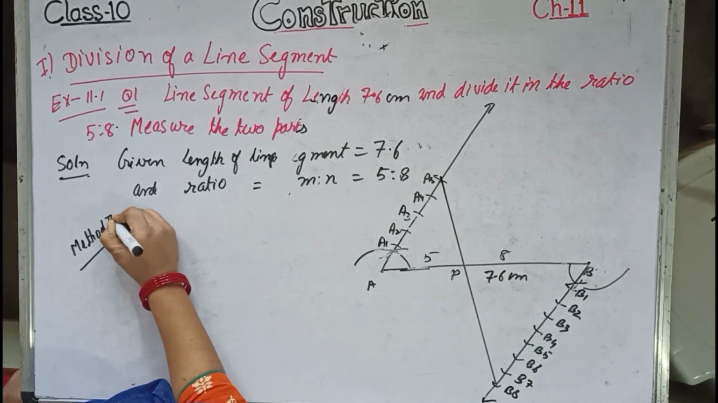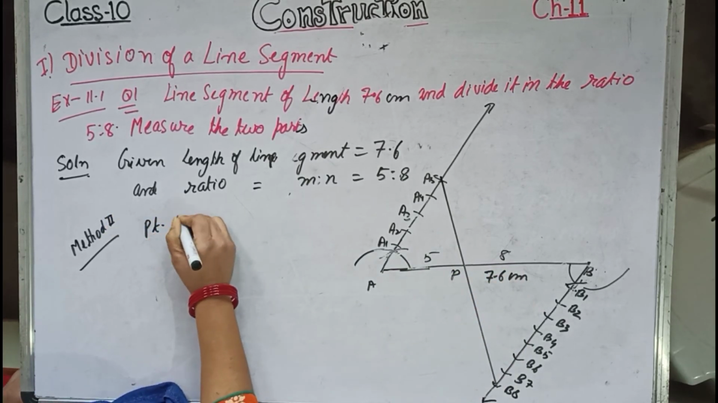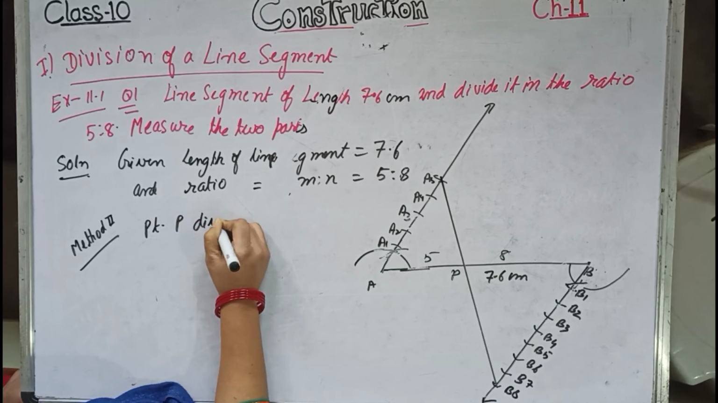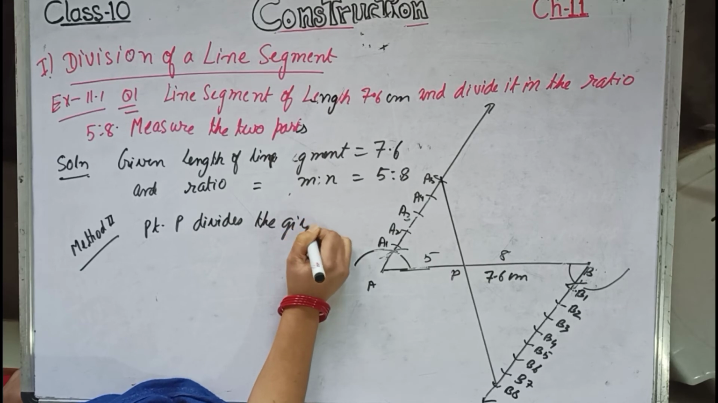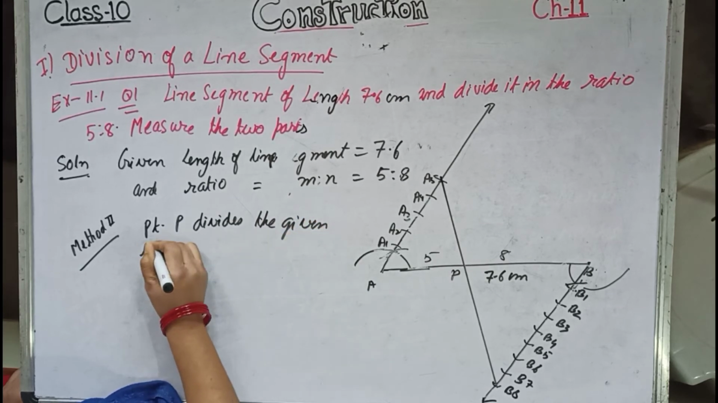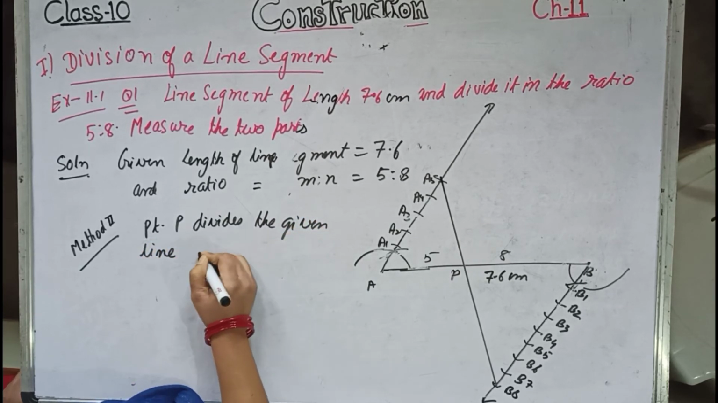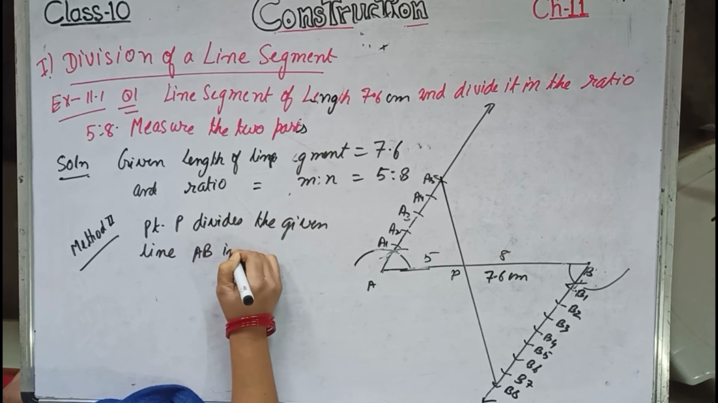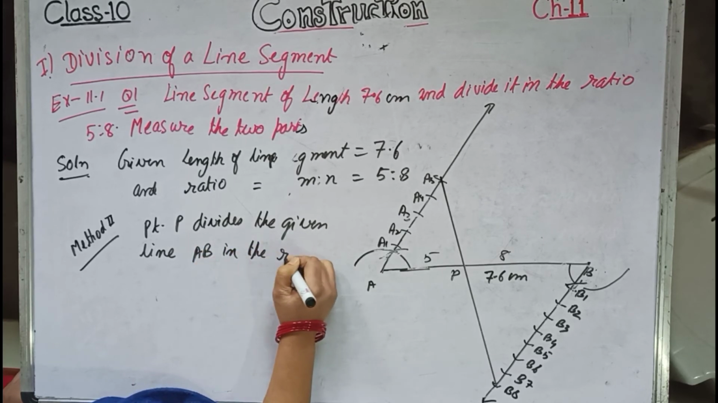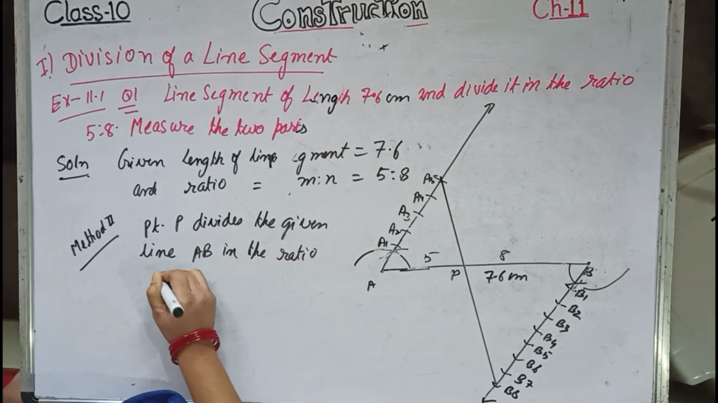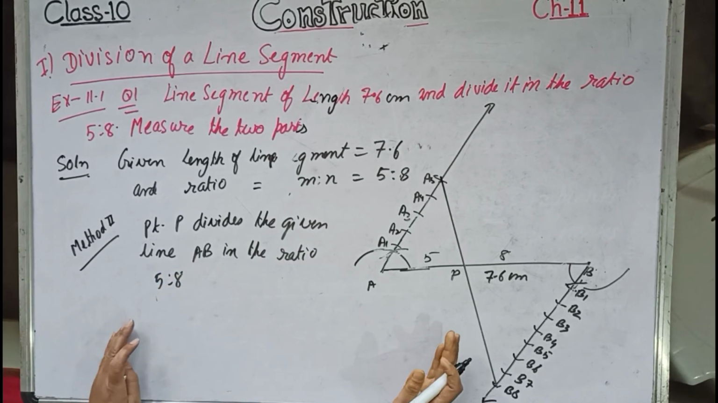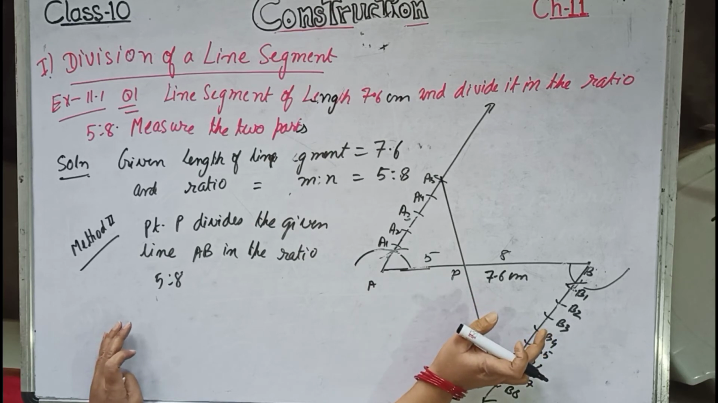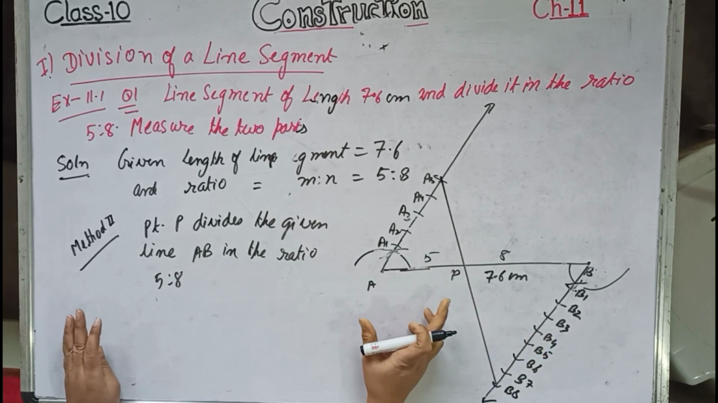So we will be writing, this is method 2. We will be writing: point P divides the given line AB in the ratio 5:8. Now if a reason is asked how this ratio is 5:8, in the first figure I forgot to explain.